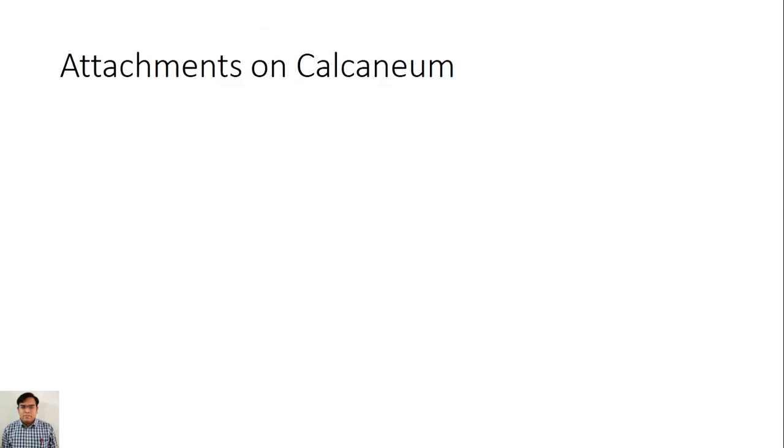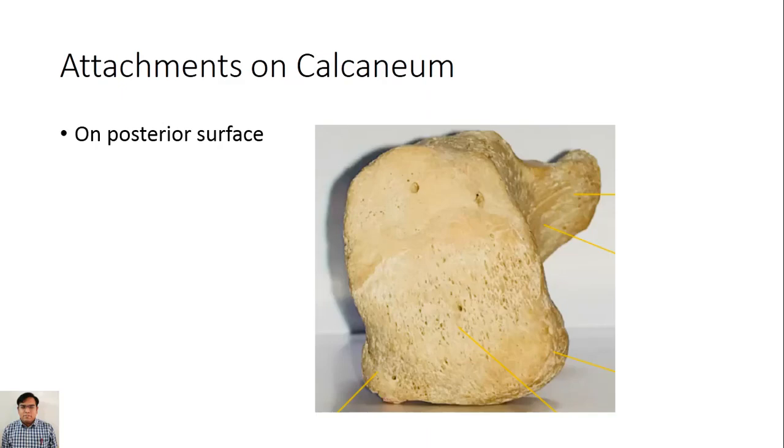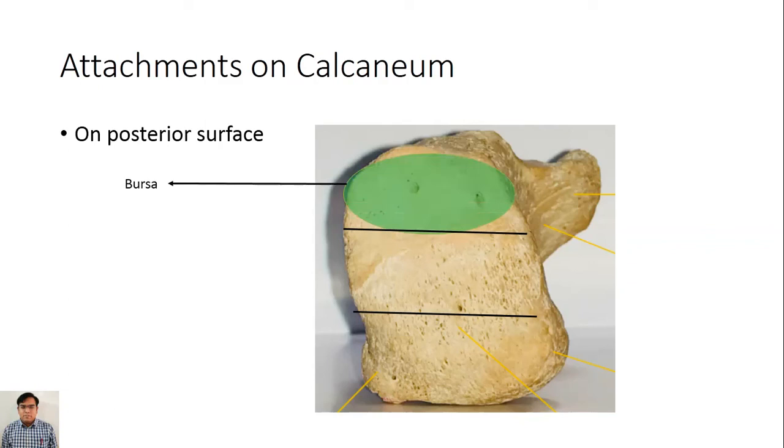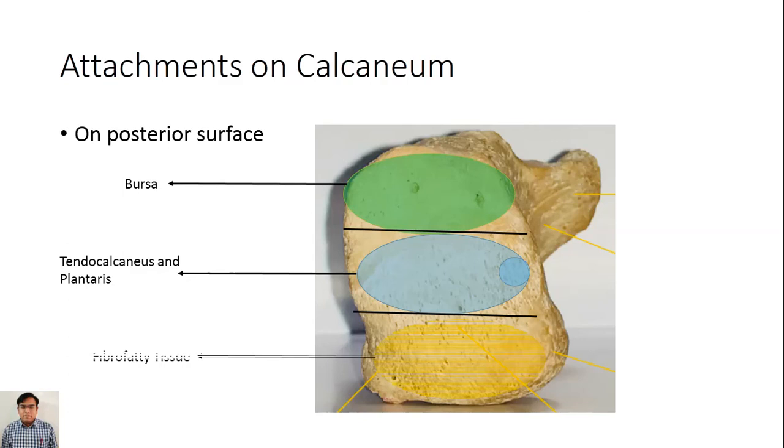Now the attachments on calcaneum. On posterior surface, as I have discussed, it is divided into 3 parts: upper, middle, lower by 2 lines. So upper part is related with bursa, middle part gives insertion to tendocalcaneus and plantaris, and lower part is related with fibrofatty tissue.